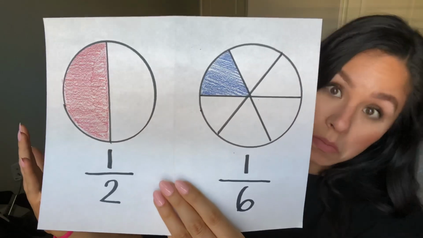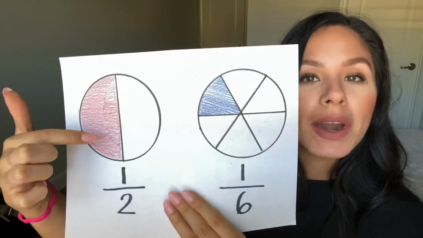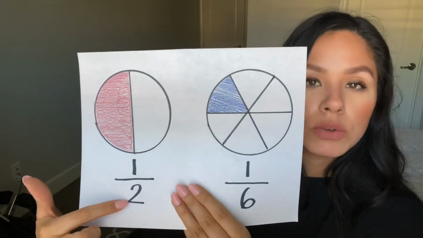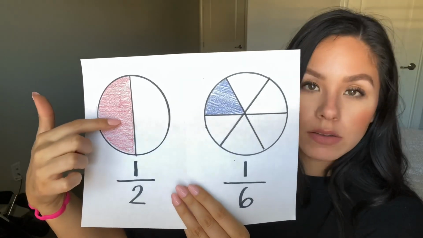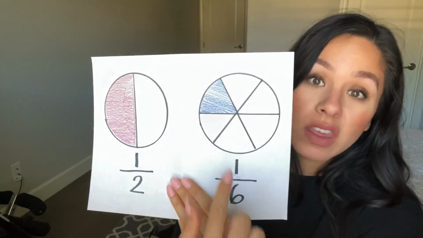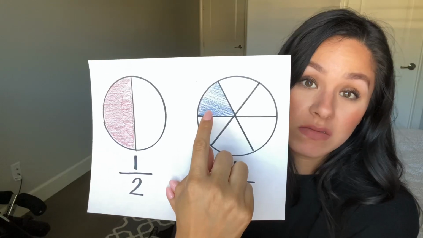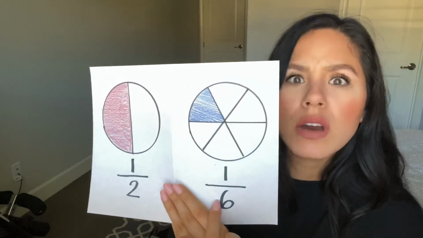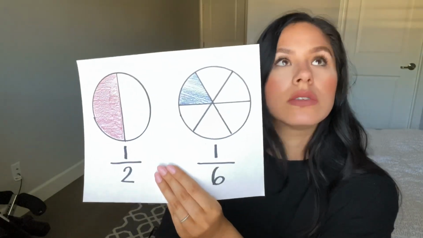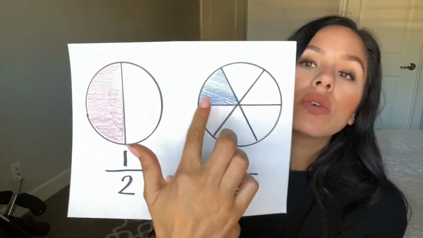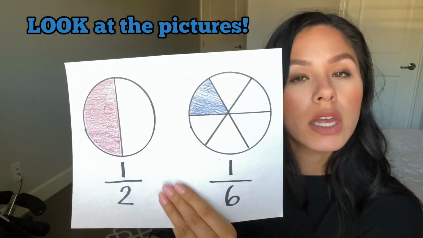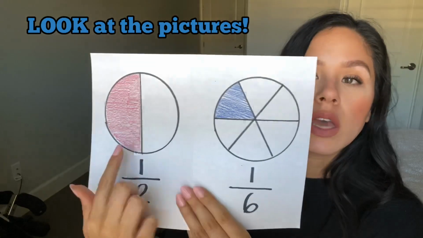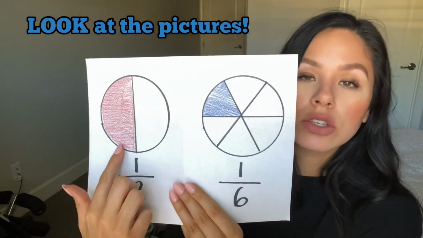Which one's bigger? Okay, you should have said 1/2, right? With the less people you share with, the bigger piece you're gonna get. And the more people you share with, the smaller the piece is going to be. Okay, so it's the opposite. You would think, no, 6 is greater than 2, 1/6 is bigger. But when you look at the pictures and you really think about it, you're going to see that 1/2 is clearly bigger because you're sharing with less people. You're going to get a bigger piece.